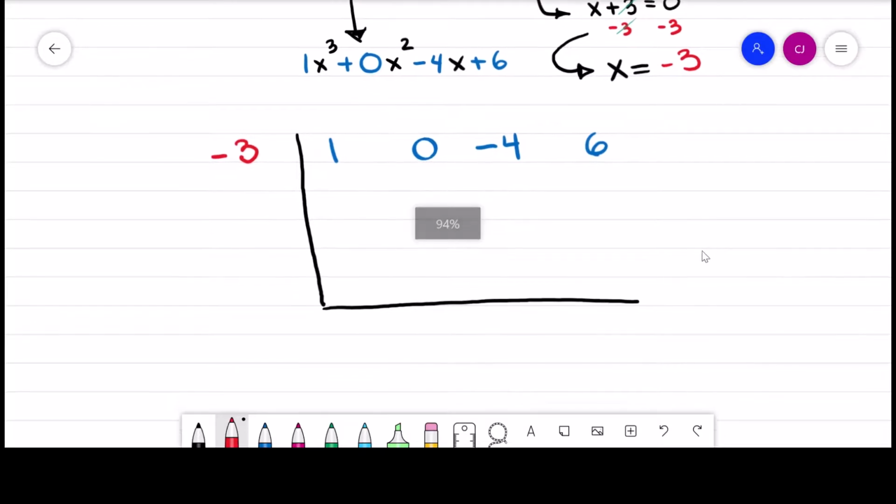I can't stress this enough. You've got to be careful with the symbols. If you miss a symbol somewhere, it's going to throw your entire problem off.